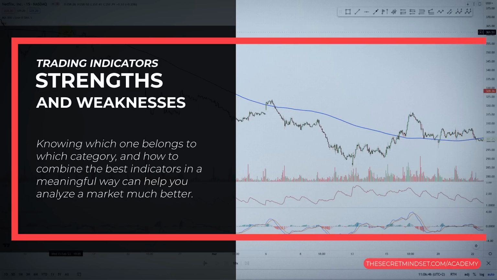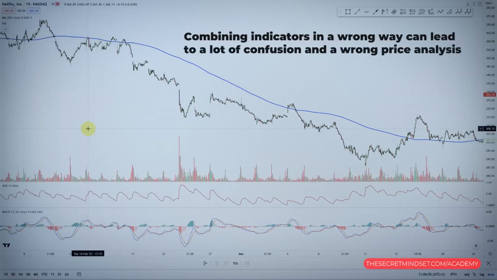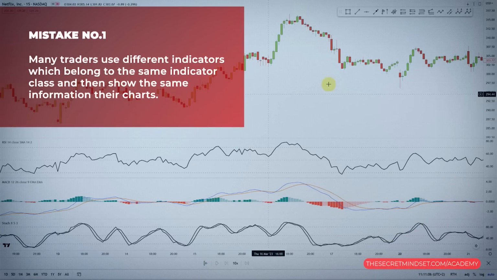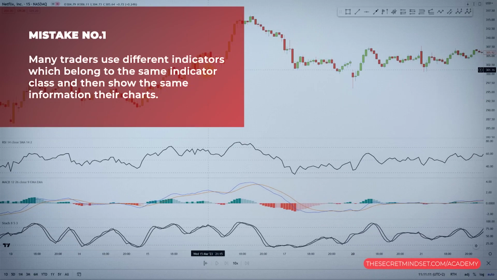What you need to realize is that while these technical indicators are useful, they each have their own set of weaknesses, and combining indicators in a wrong way can lead to a lot of confusion and the wrong price analysis. The biggest problem with traders is the fact they use different indicators which belong to the same indicator class and show the same information on their charts.